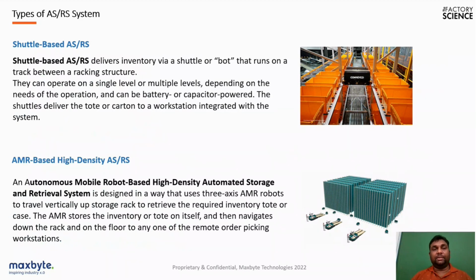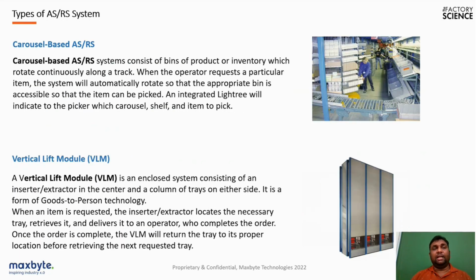So that is the shuttle-based ASR systems, and AMR-based high-density ASR systems are also available, where multiple AMRs will be used in order to reach a particular material, and then bring that material based upon the request. So this is one kind of system for ASRS. And the carousel-based ASRS is a kind of circular inventory, where, in a circular path, it keeps rotating along a conveyor to retrieve a particular material and store a particular material.